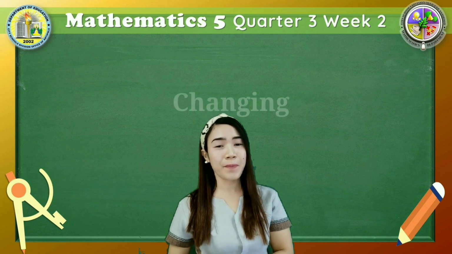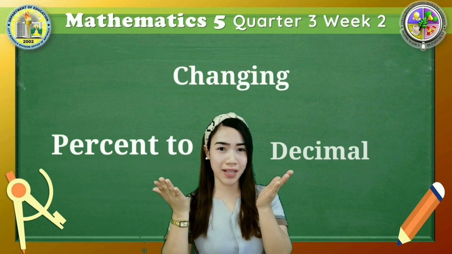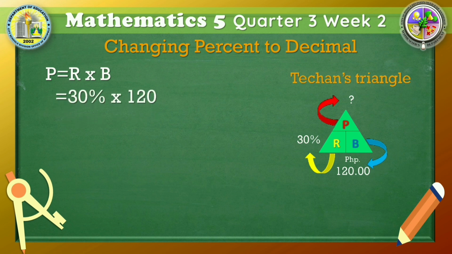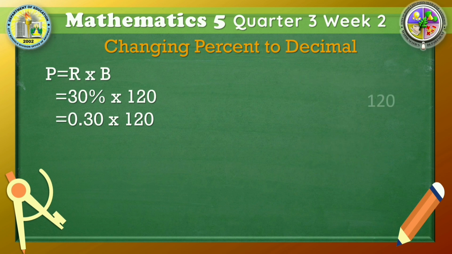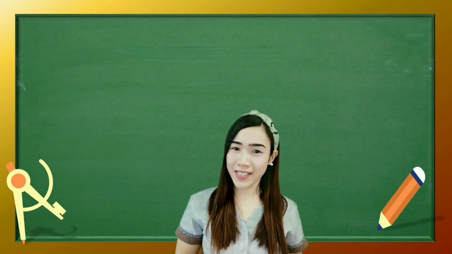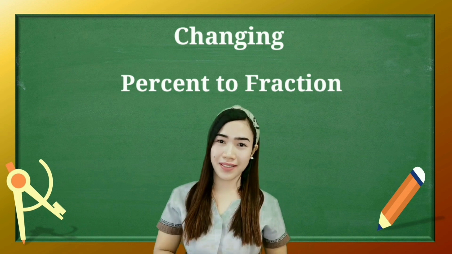The first one is changing percent to decimals. Using the formula, percentage equals rate times base, so we have 30% times 120. We're about to change 30% to decimals. That will be 30 hundredths times 120. We already discussed how to multiply numbers with decimal. So, the answer will be 36 pesos.